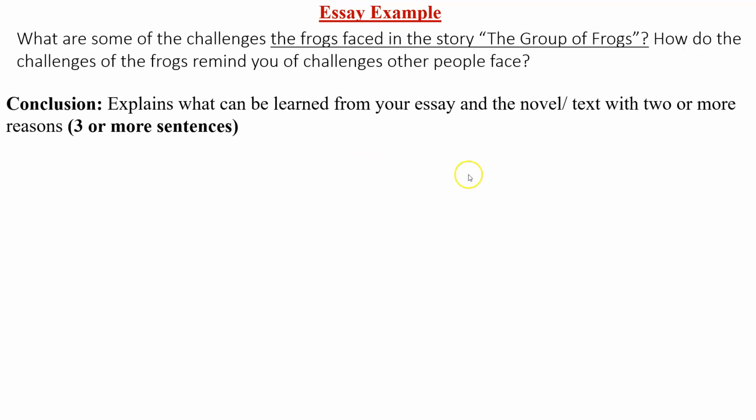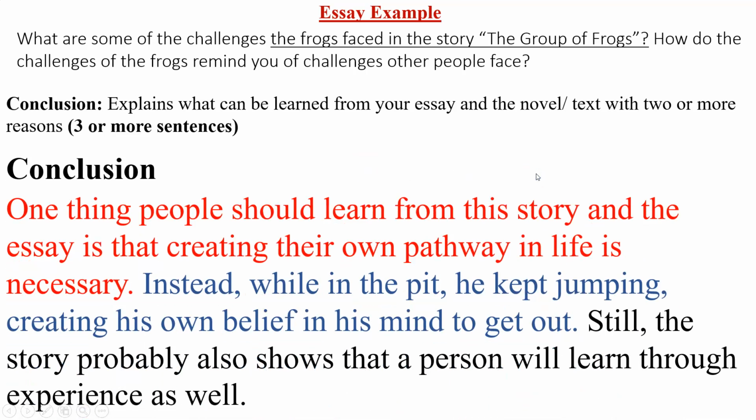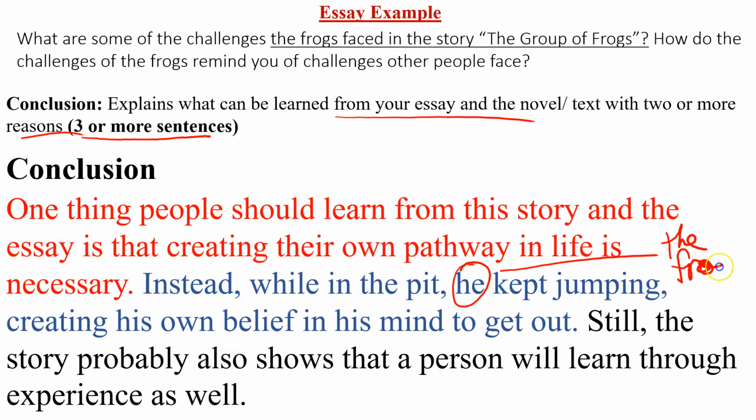So looking at my conclusion here, this is what I have. It asks me for 3 or more sentences. I need to tell what can be learned from my essay with at least 2 reasons. So one thing people should learn from this story and the essay is that creating their own pathway in life is necessary. Instead, while in the pit, he, the frog, right? And so I have to be clear next time. He, the frog, kept jumping, creating his own belief in his mind to get out. That's what I'm saying right there. That's a reason why he had to create his own path.